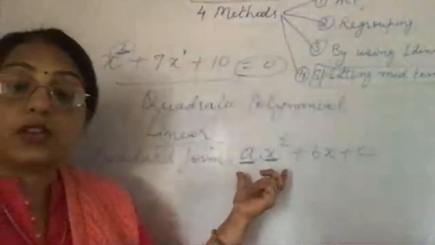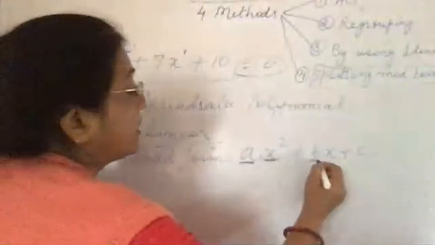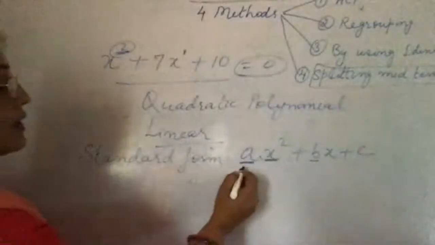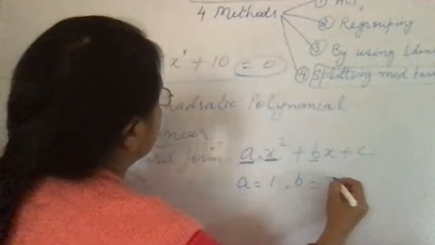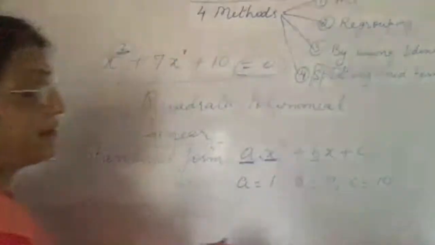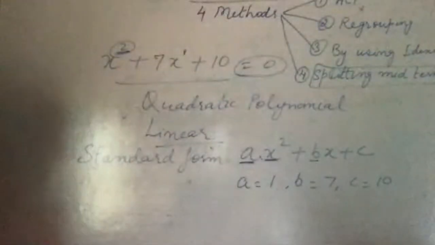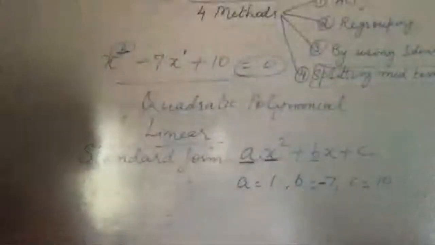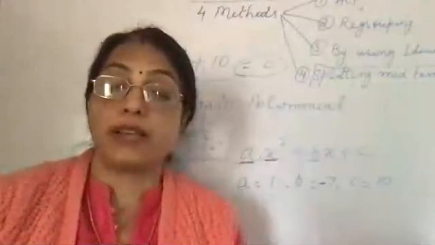Okay. So now we have to write, suppose it is x square plus 7x plus 10. These are the coefficients. We compare it with the standard form. So here a is 1, b is 7, c is 10. Here the sign is positive, but sometimes it is negative. Suppose I write a negative sign, then in this case b will be minus 7. So first you must understand how we compare it.